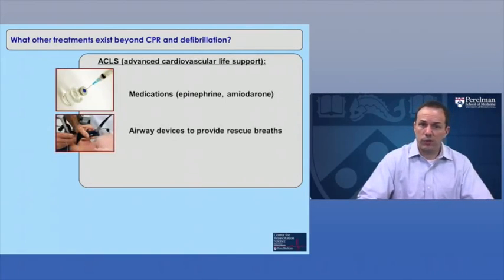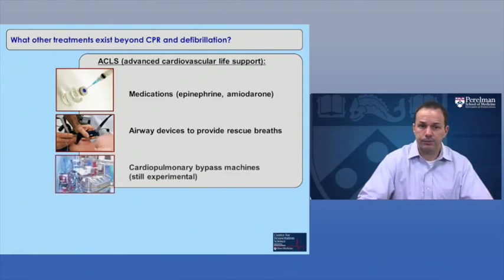ACLS also teaches about using a variety of airway devices to provide rescue breaths, and I showed you a bag valve mask in that video from my emergency department. In ACLS, we teach about intubation, which is placing a breathing tube into a patient's trachea during cardiac arrest. And there are other advanced therapies under consideration that are introduced briefly in ACLS, such as the notion of putting people on cardiopulmonary bypass or the use of other advanced techniques. One such advanced technique, therapeutic hypothermia following cardiac arrest, will serve as the basis of Lecture 3 in this series.